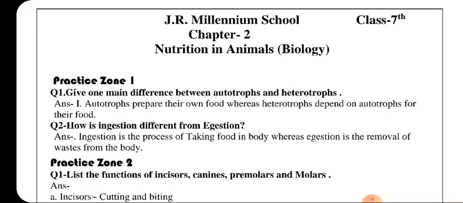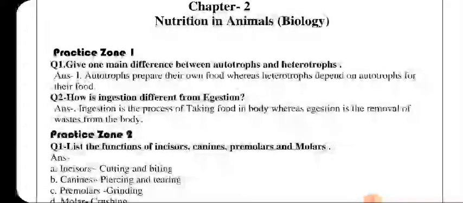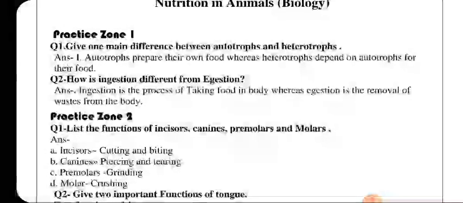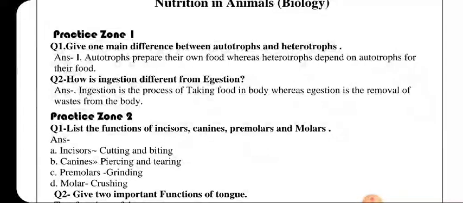So, let us start the practice zones of the chapter number 2, Nutrition in Animals. The first question of practice zone 1 is: what is the main difference between autotrophs and heterotrophs? We know that they both are organisms, but the way they gain their food is different. Autotrophs are the organisms which prepare their own food, which do not depend upon other organisms for their food. Whereas heterotrophs depend upon other organisms for their food, right?